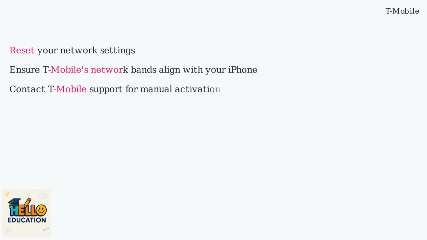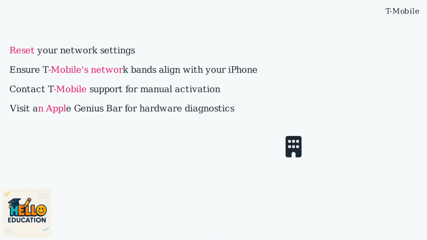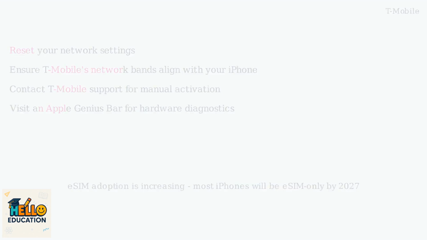If problems persist, contact T-Mobile support for manual activation or a carrier settings update. As a last resort, visit an Apple Genius Bar for hardware diagnostics. Remember, eSIM adoption is increasing, and while software updates improve reliability, some issues require expert intervention. By 2027, most iPhones will use eSIM only, emphasizing the need for robust troubleshooting skills.